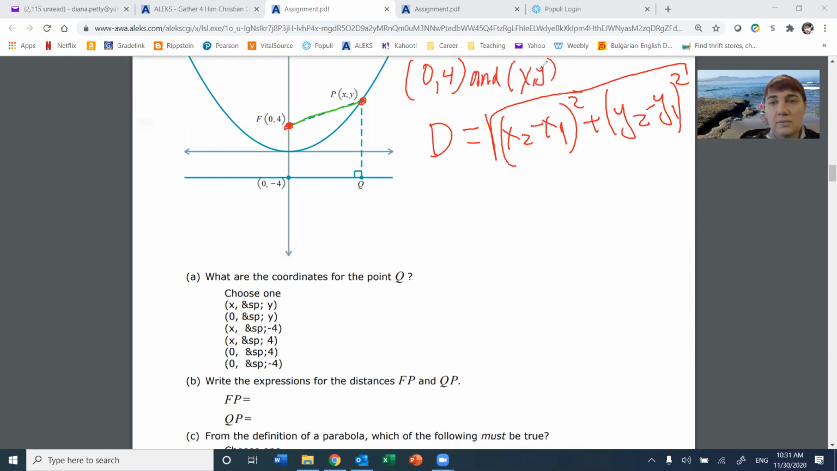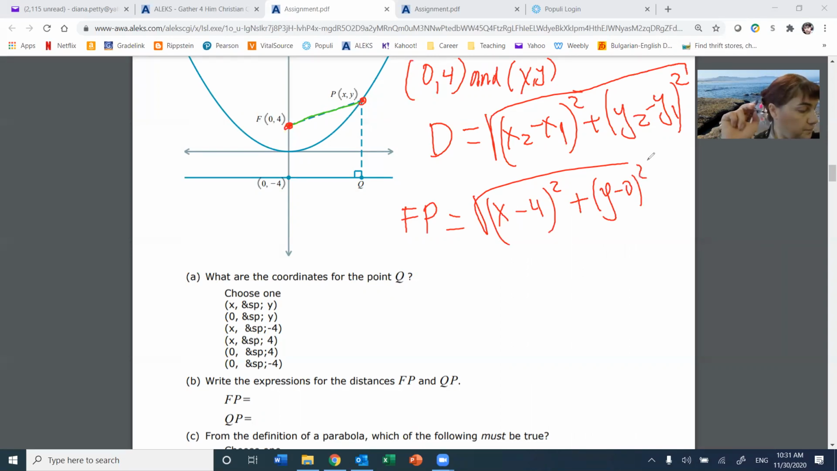Okay, so I have those 2 points. So let's use the distance formula. The distance FP would equal the square root of... my second point would be x, y, so I have x minus 4 squared plus y minus 0 squared. Oh, wait, no, x minus 0, you're right. I messed it up. So it will be x minus 0, and then y minus 4.